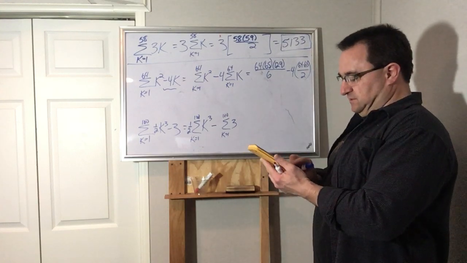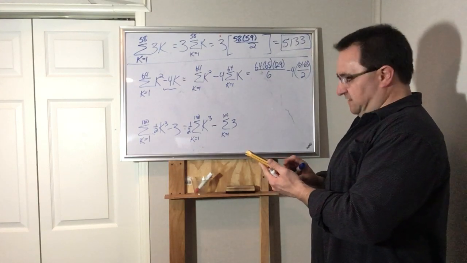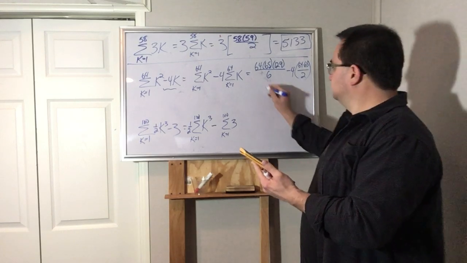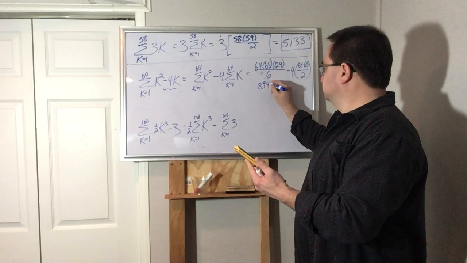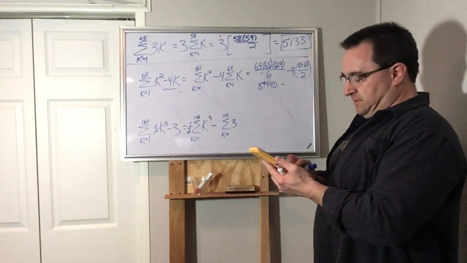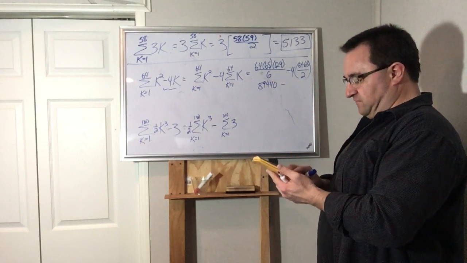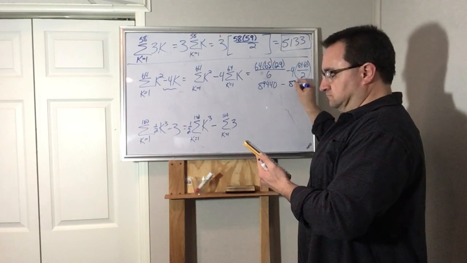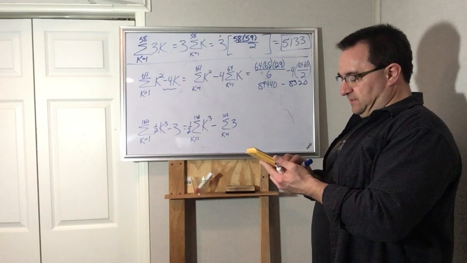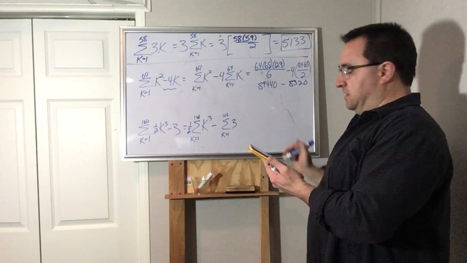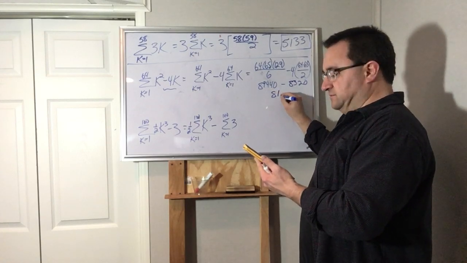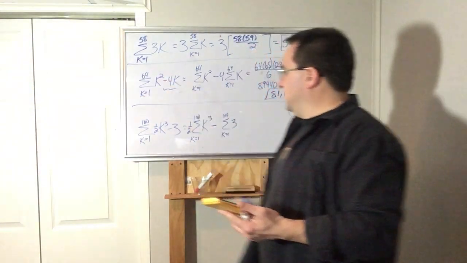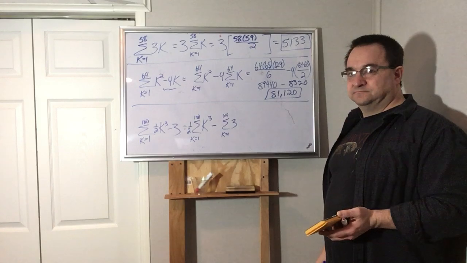So let's see here. 64 times 65 times 129 divided by 6. Minus 64 times 65 over 2 times 4. And when I subtract these, I get 81,120. So that would be the answer to this problem.